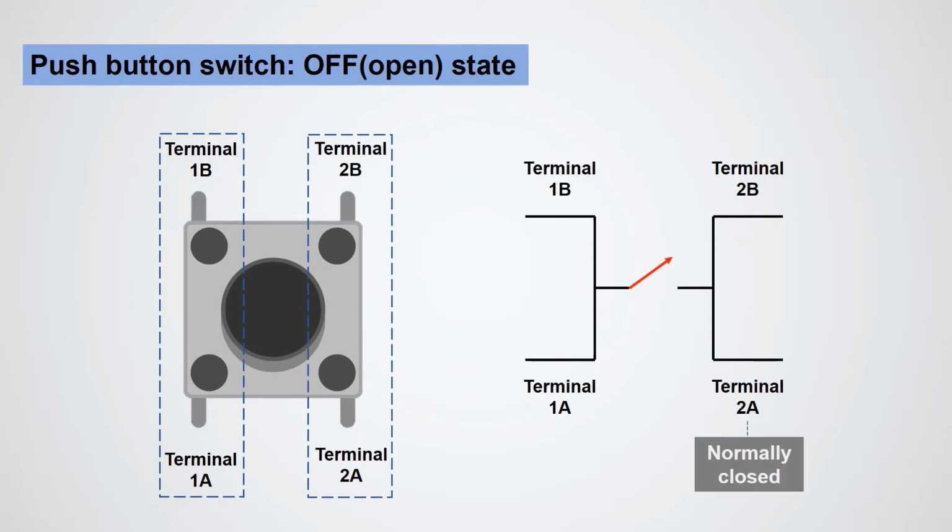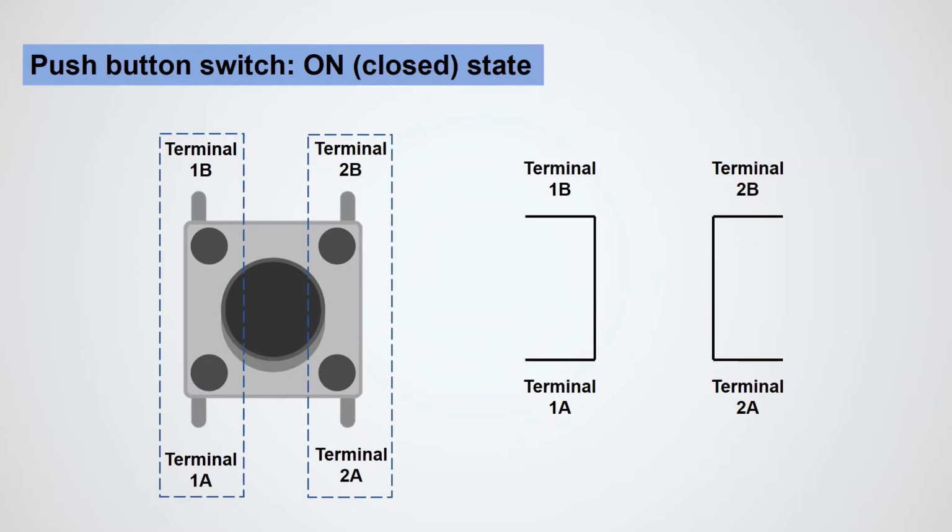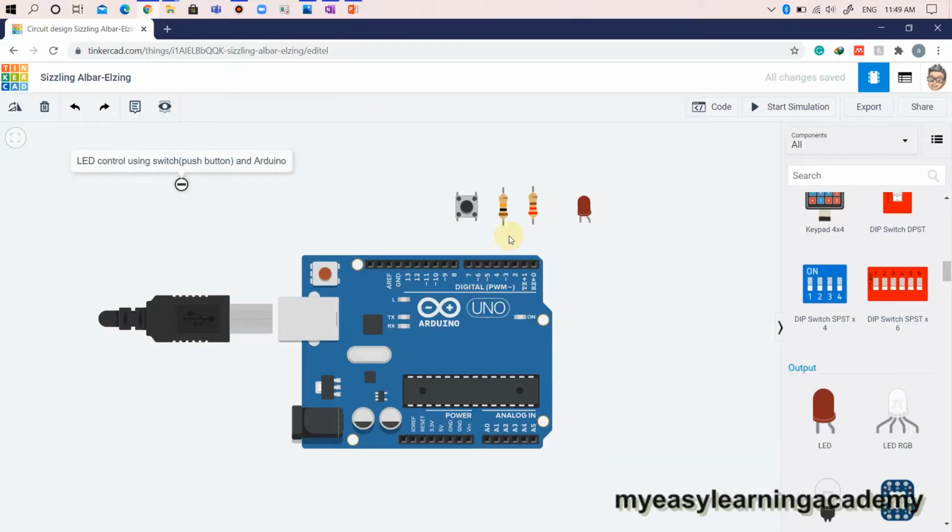What it means is, whatever voltage potential is available on terminal 1A and 2A will be available on terminal 1B and 2B respectively. However, the terminals 1A and 2A are completely isolated from each other and are normally open as shown here. When the switch is on or closed, the voltage potential available at 1A will be available at 2B and vice versa. Well, that's all about the working of the push button switch. Let's get back to our main objective.